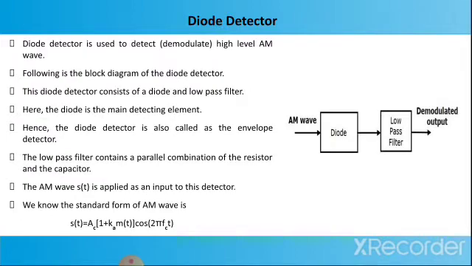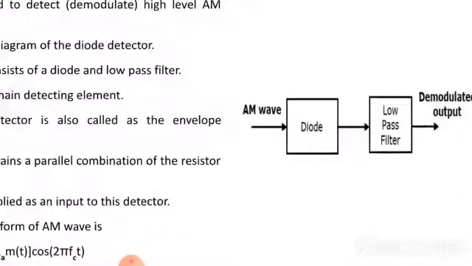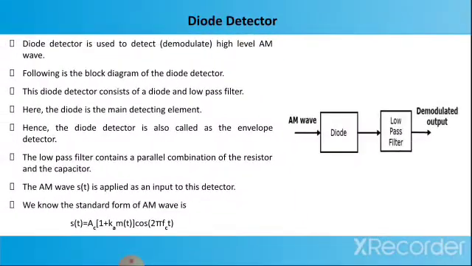Next we'll discuss the diode detector. This is one type of demodulation of AM signal technique. The diode detector is used to detect the high level AM wave. Following is the block diagram of the diode detector. It consists of a diode and a low pass filter.